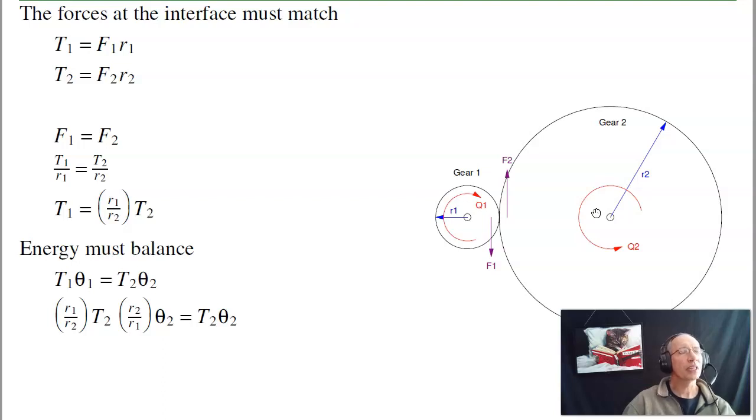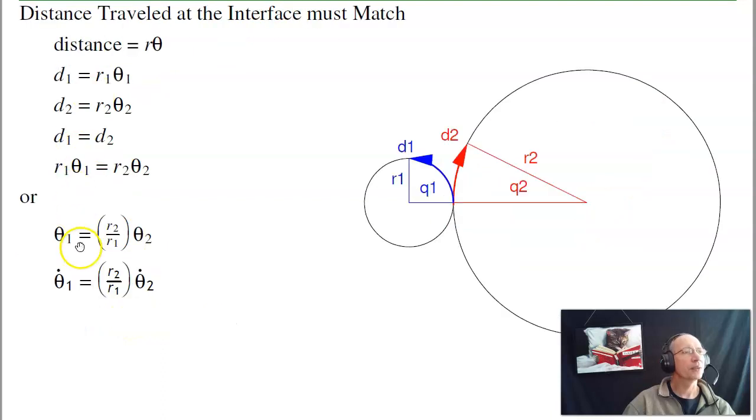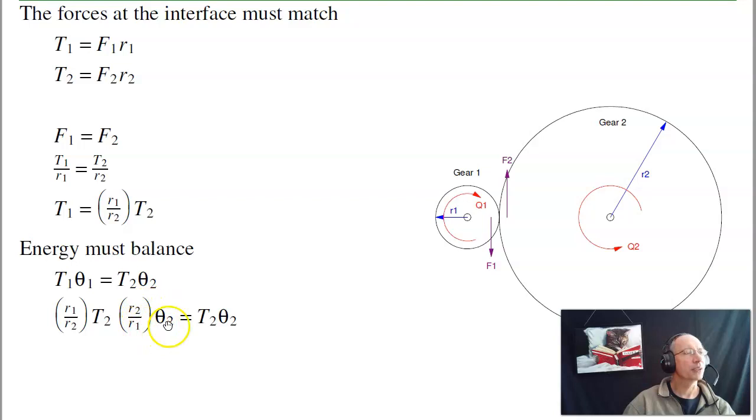You also get energy balance. Energy in equals energy out. The energy in the small gear is torque times distance. That has to be equal to the energy in the large gear. Substituting, T1 is R1 over R2 times T2. Theta 1 is R2 over R1 times theta 2. Multiplied out, the R's cancel. I get T2 theta 2 equals T2 theta 2. The energy in equals energy out. Energy's balanced.